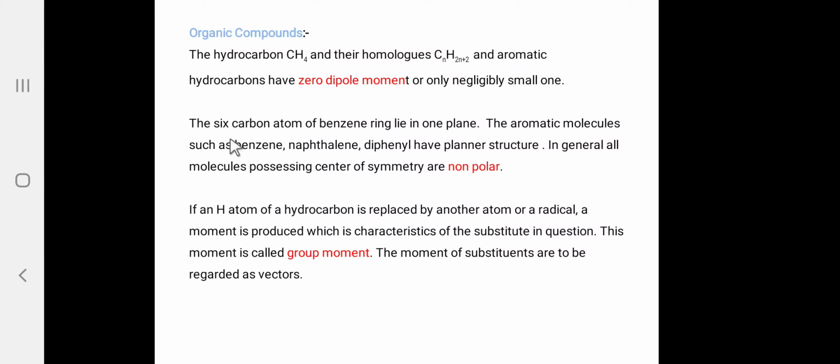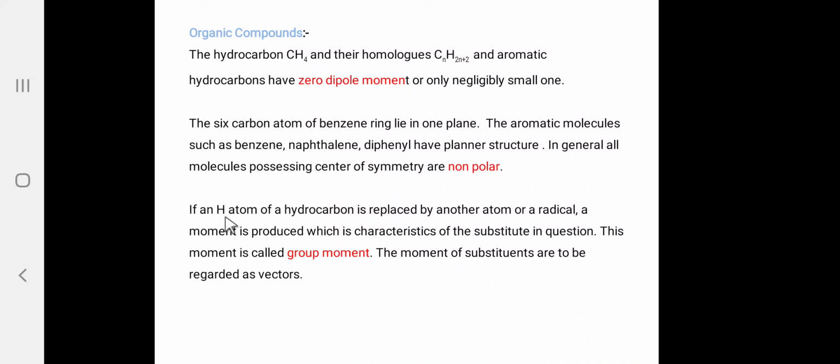Then the six carbon atoms of the benzene ring lie in one plane. The aromatic molecules such as benzene, naphthalene, diphenyl or anthracene have a planar structure, and in general all molecules possessing a center of symmetry are nonpolar. So benzene, naphthalene and anthracene have a planar structure, they do not have a dipole moment, mu is equal to 0. Such molecules are nonpolar molecules when we consider the benzene ring.